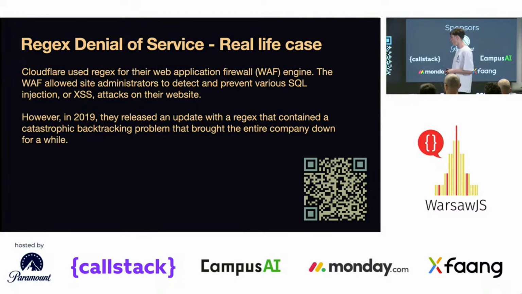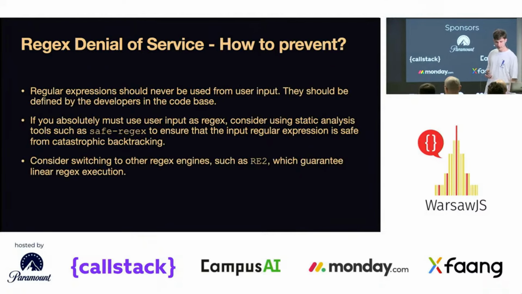They had a web application firewall which checks all of the links in case they have an XSS or SQL injection in them, and they did it by applying regular expressions. Their regular expression had a catastrophic backtracking problem in it, which checked the same URL over and over and over again, and as a result, it crashed their whole data center. To prevent this, you should never, ever take regular expressions from a user and execute them on your server. If you must use user input as a regular expression, you should do some static checks on it, like the safe-regex package, which checks that the regex is safe to execute. And you could also use other custom regular expression engines that guarantee linear execution of regular expressions.